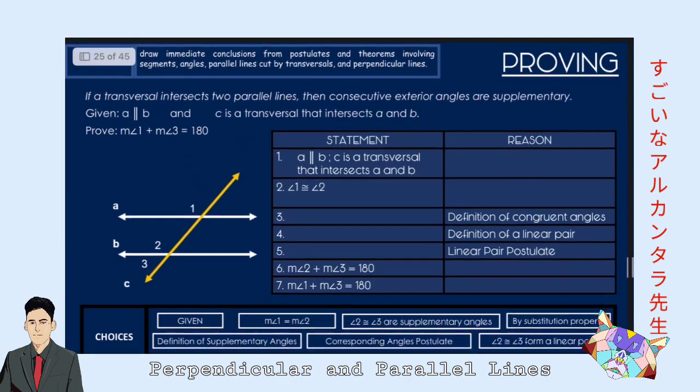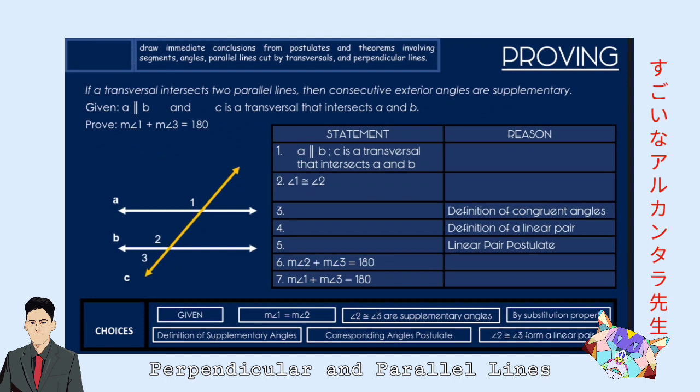Oh, this one I like. Okay. I would like to explain this one. So we have here this given: if a transversal intersects two parallel lines, then consecutive exterior angles are supplementary. So we have the given again, given A parallel to B and C is a transversal that intersects A and B. So that's automatically our given. Again, my dear children, we start with the given all the time.